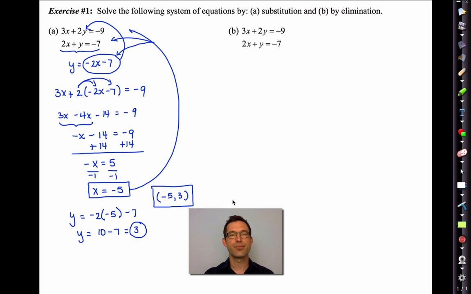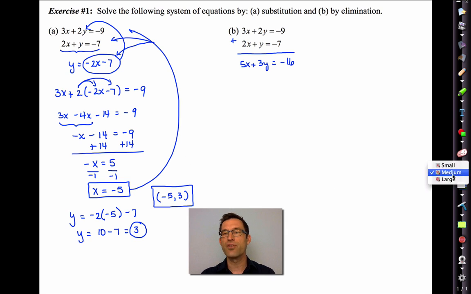Okay? Now that's substitution. Let's talk about elimination. The method of elimination, which we'll be using for the rest of the day, works because you can always add 2 equations together and get a third valid equation. Now let's see what happens when we add these 2 equations together. We get 3x plus 2x, 5x, 2y plus 1y, 3y, and negative 9 plus negative 7 is negative 16. Now that is a completely valid equation, and whatever solution solved this system would also be a solution to that equation. But it didn't really do us any good because we didn't eliminate either one of the 2 variables.